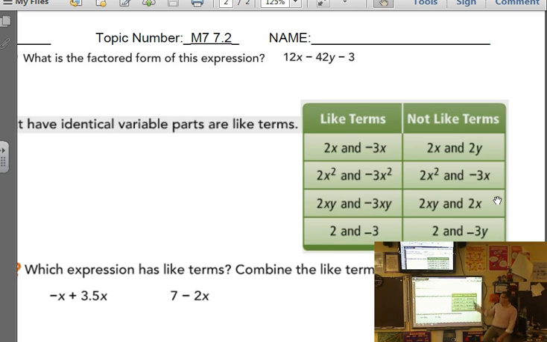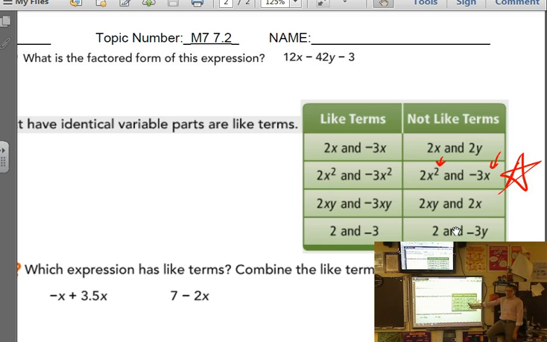Non-like terms: different letters, different powers. This is the one that you should really put a star or an arrow next to, because this is where people screw up. You cannot combine an x squared with just an x. The powers are different. They are different values.